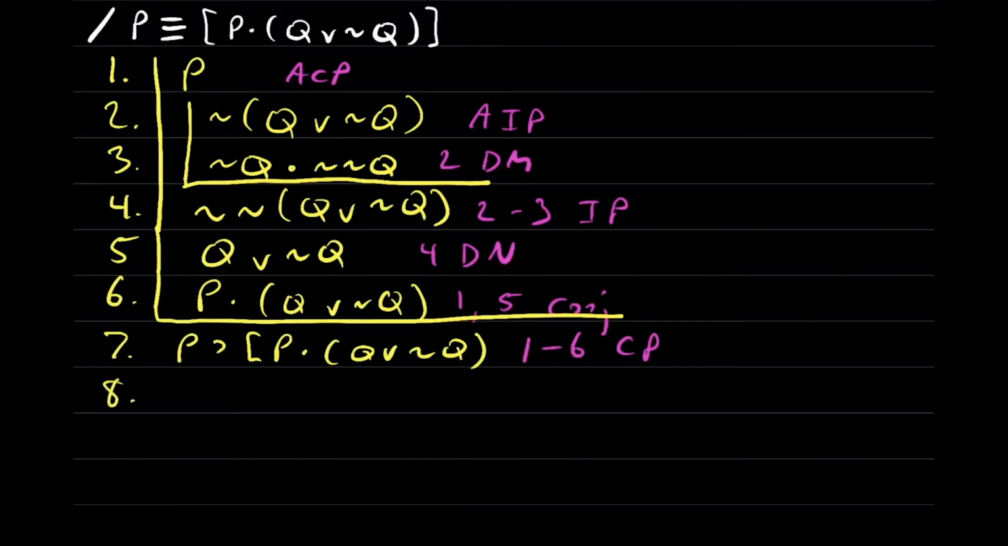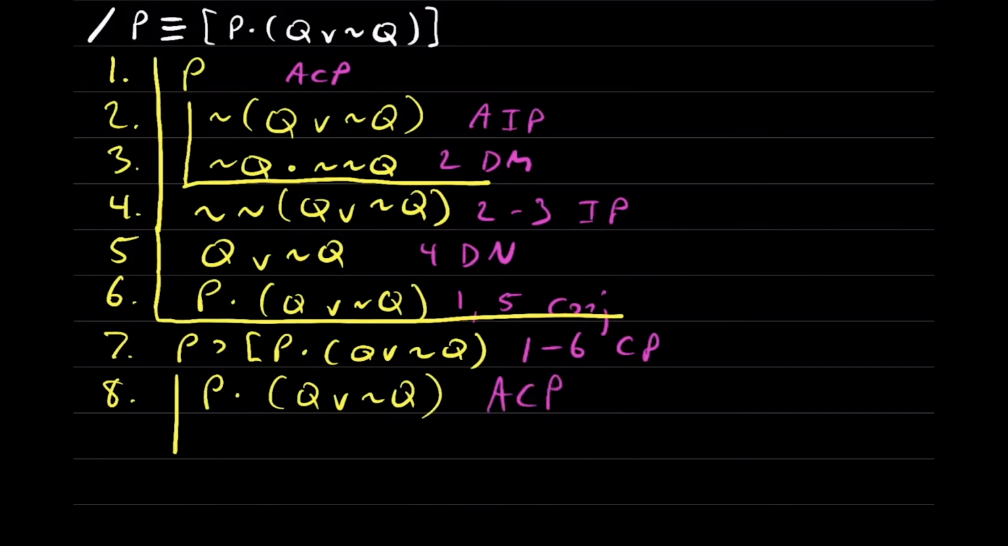So on line 8, I'm going to start a new conditional proof sequence. Line 7 is outside the scope of any sequence, but on line 8, I'm starting a new one. We're going to assume everything inside that bracket, P and Q or not Q. And that's going to be ACP, assumption for conditional proof.